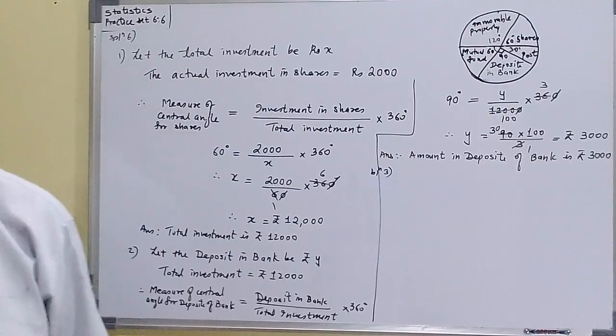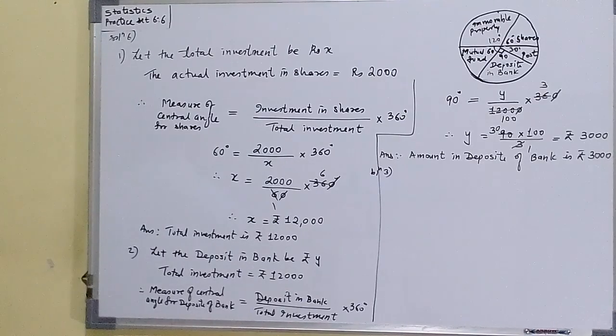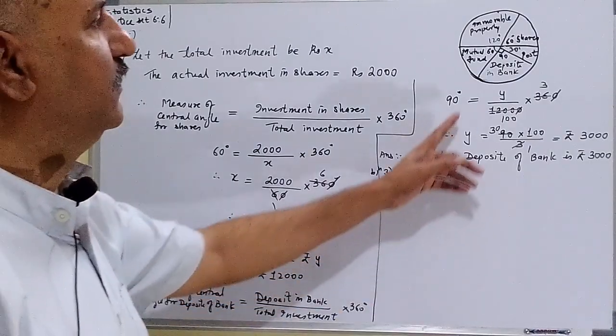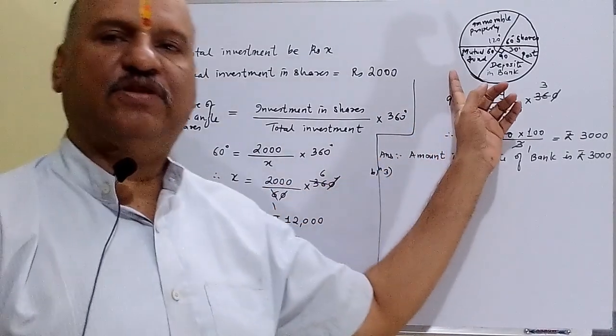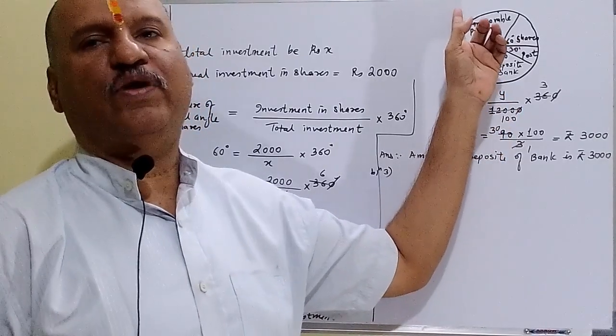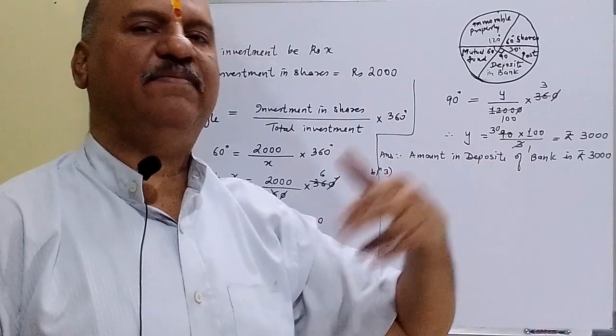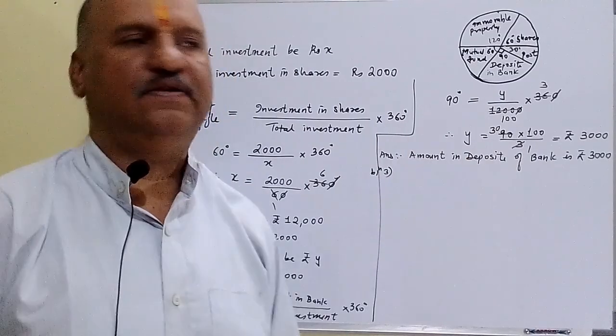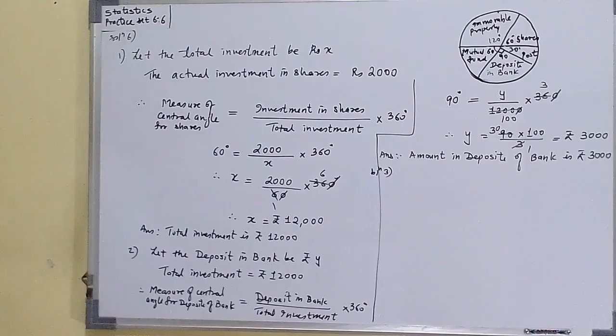Solution 3 is, they say how much more money is invested in immovable property than in mutual fund. Now here, please understand, you have to find the money invested in mutual fund, the money invested in immovable property also, and later you have to find the difference. Start just as we did here.